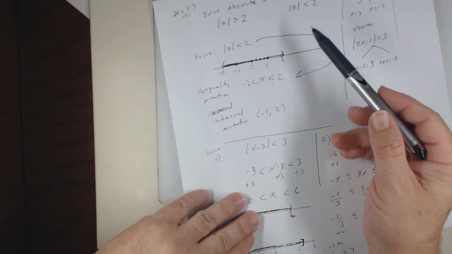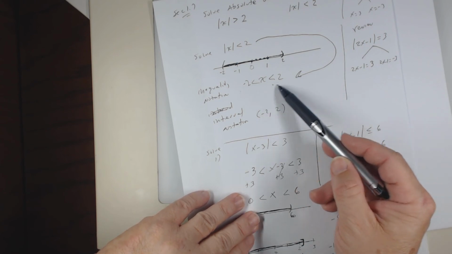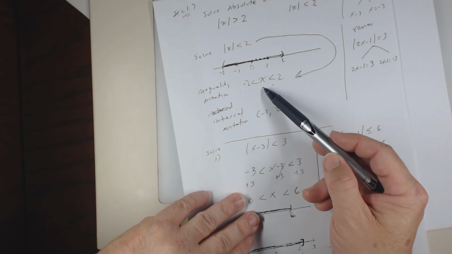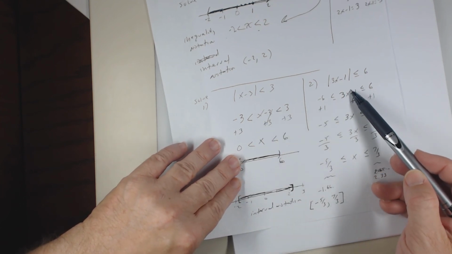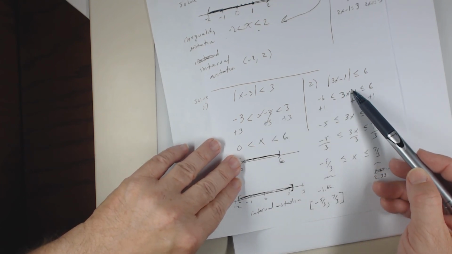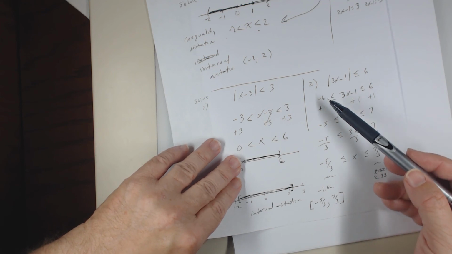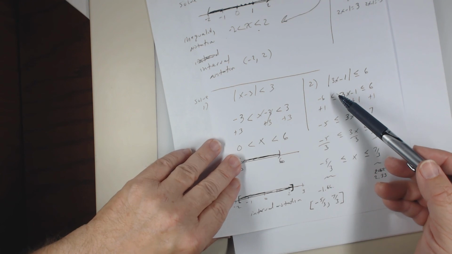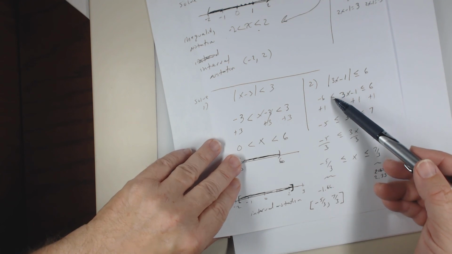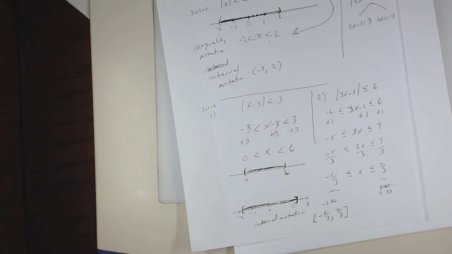So absolute value less than, you're going to always write it as a compound statement with the expression in the middle, right? Expression in the middle. Correct? Okay. The greater than is going to look different, and we're going to do that part Thursday.